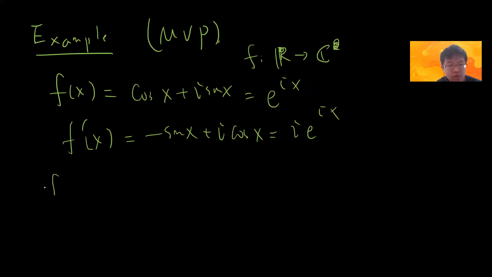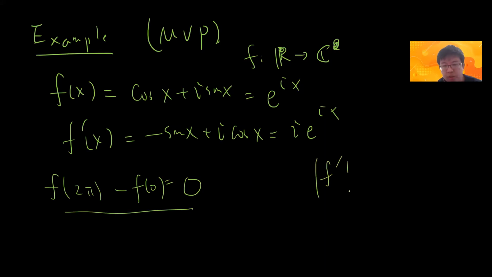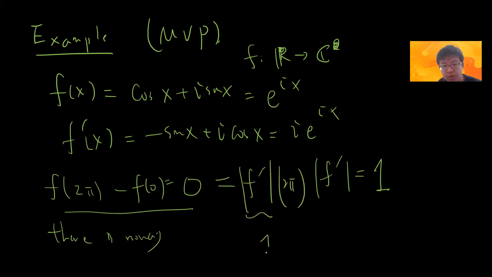Obviously f(2 pi) minus f(0) is 0, because this is a periodic function. But the absolute value of f prime is 1. So there's no way that this difference equals f prime times 2 pi, because that is not zero. So the mean value theorem fails.